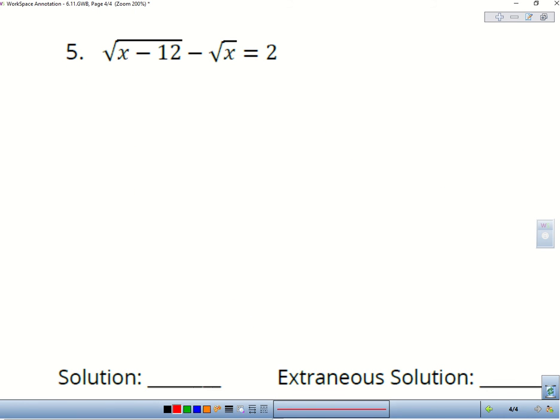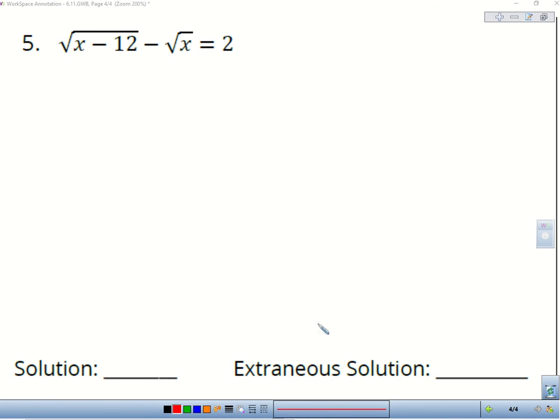So number 5 is a little bit tricky because what do you notice is different about number 5? There's 2 radicals. So if you see the instructions on your original notes page, it says that you want to isolate the more complicated of the 2 radicals. Which one of these radicals would you determine to be more complicated? X minus 12. Good. So to do that, I'm just going to add this one over.